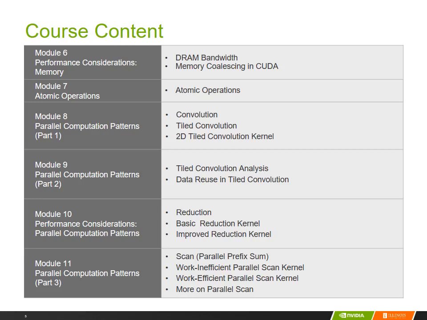Module 6 is concerned with the performance considerations with respect to global memory. We'll start with limited global memory bandwidth, and then we would explain how we can maximize the utilization of limited global memory bandwidth when we access data in and out of DRAM.